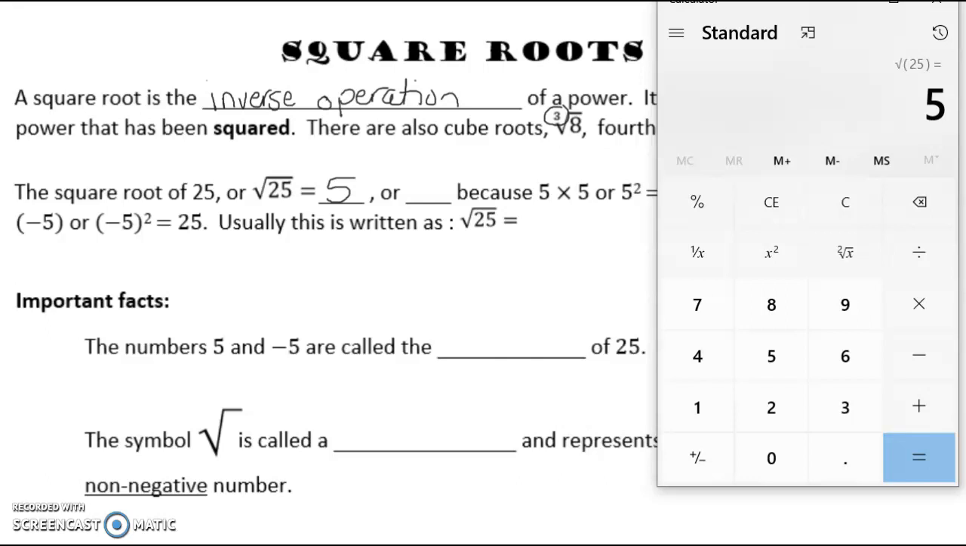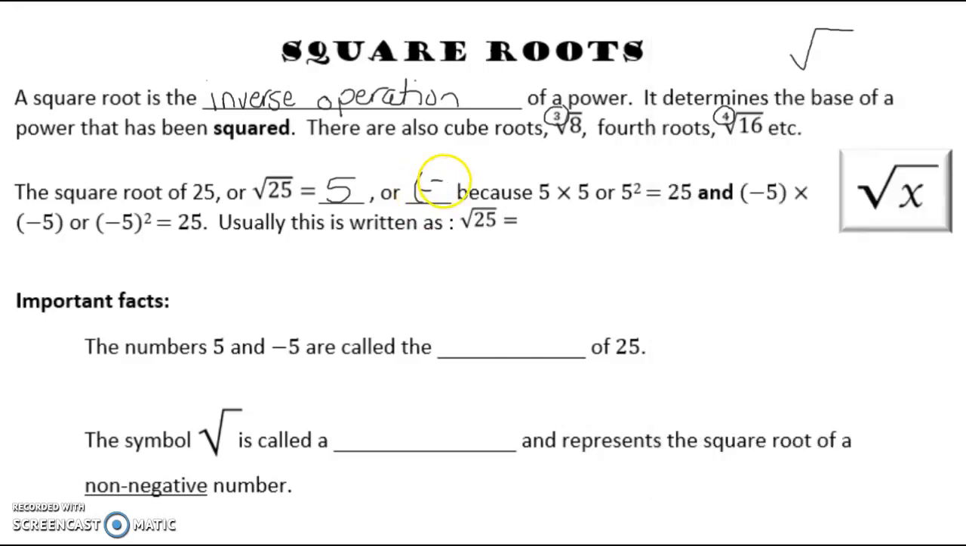Or the answer could also be -5. Because this just means that 5 times 5 equals 25, but also the same with the negative. -5 times -5 equals 25. So usually this is written as the square root of 25 equals plus or minus 5.